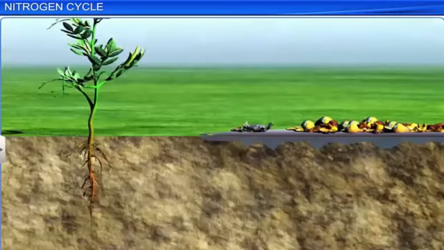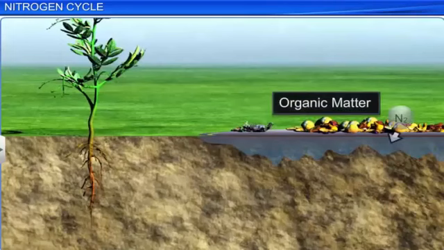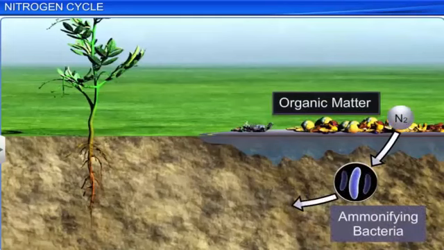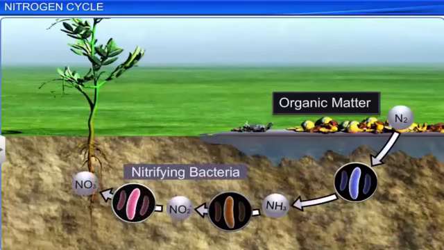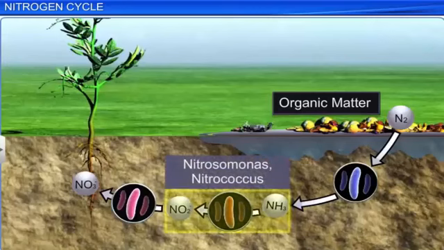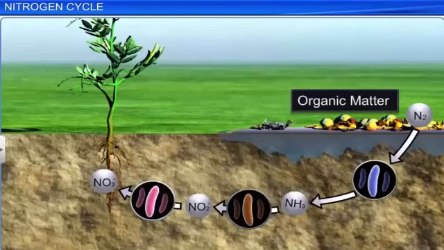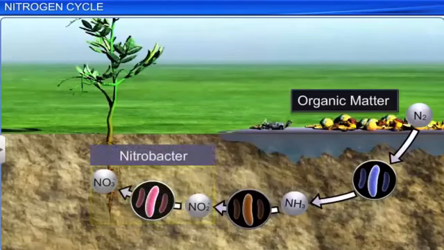When plants and animals die, the organic material in them returns to the soil. The nitrogen in dead plants and animals is decomposed by ammonifying bacteria to form ammonia. This process is called ammonification. Ammonia formed by ammonification is converted into nitrites and nitrates by nitrifying bacteria in the soil. This is called nitrification. During the nitrifying process, chemoautotrophic bacteria such as Nitrosomonas and Nitrococcus act on ammonia and oxidize it into nitrite. Nitrites are further oxidized into nitrates by the bacterium Nitrobacter.